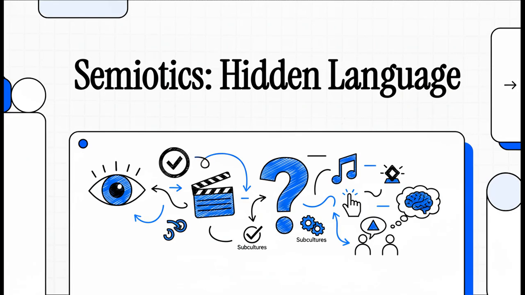Have you ever felt like there's a secret language happening all around you? You know, in the logos you see, the colors of a brand, even just the layout of your phone's screen. Well, spoiler alert, there totally is. And today, we're going to learn how to read it. Okay, let's dive right in.